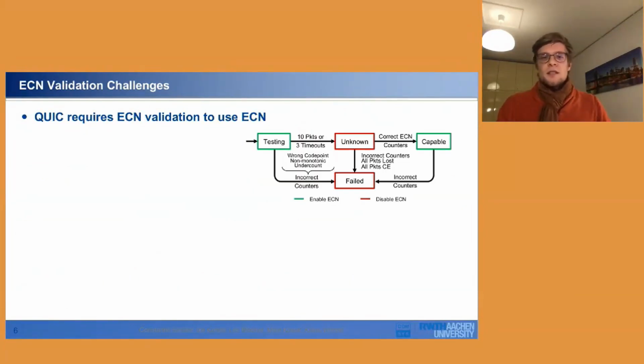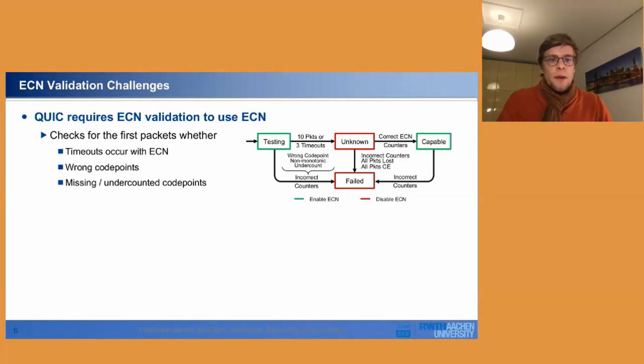And basically, this ECN validation checks whether the first packets have had a timeout, so whether there has been some ECN blackholing, for example, so routers that see ECN signals simply drop packets, or whether there have been wrong code points set, so we are signaling ECT0 at the beginning, but our reply basically says ECT1, so there has been some change on the path, or whether we saw missing or undercounted code points.